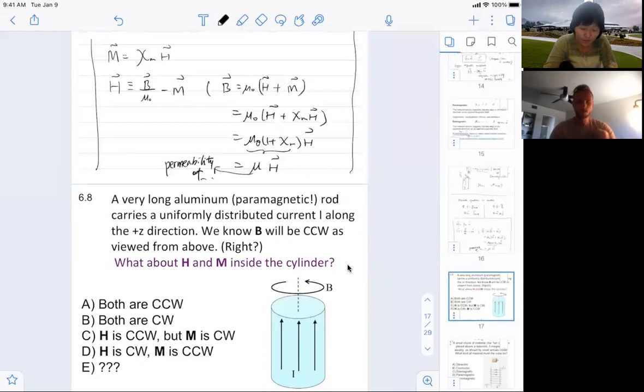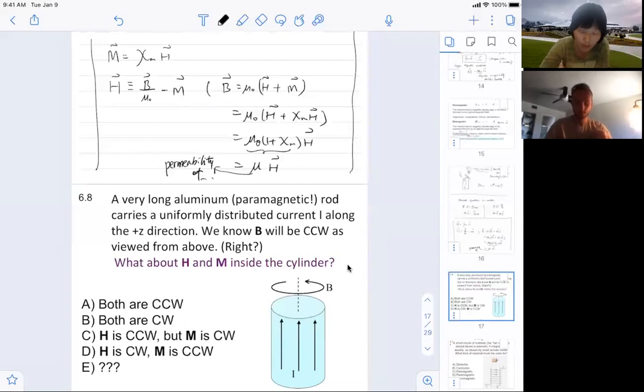I figured out H first, just because it's in the same direction as B from the last equation that you wrote. And then M from there. Is H always in the same direction as B? Yes, it is.